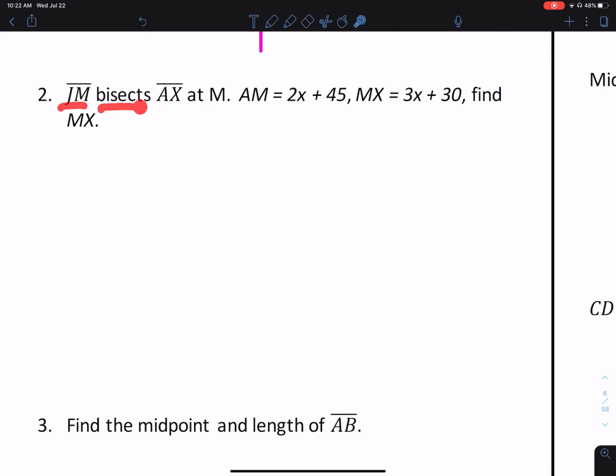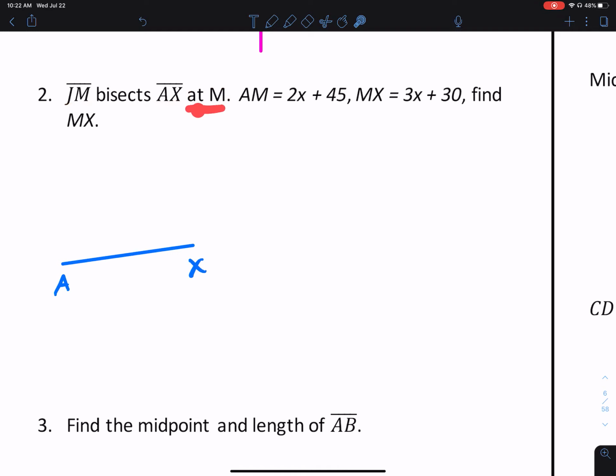Segment JM bisects segment AX at M. Well, we got this word bisects. It's an important word. It's a word we just learned today. And when we learned it today, it was actually called a segment bisector. Here it just uses the word bisects. Anytime you have a bisector, draw what's being bisected, what's being cut in half first. So I'm going to draw segment AX first. Now it says segment JM bisects this at M.